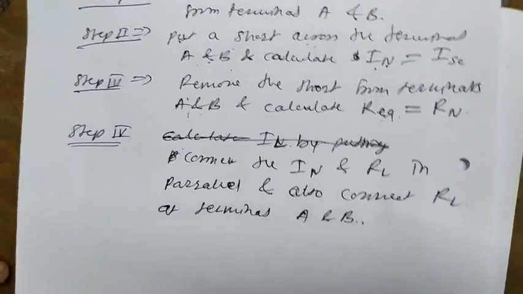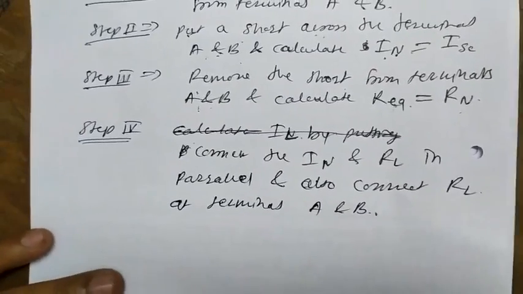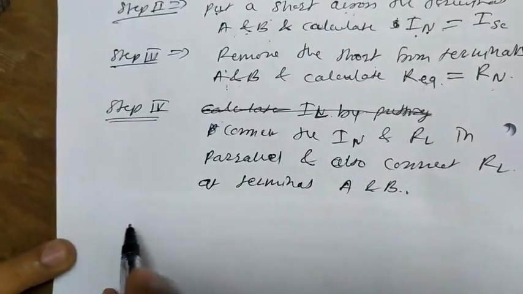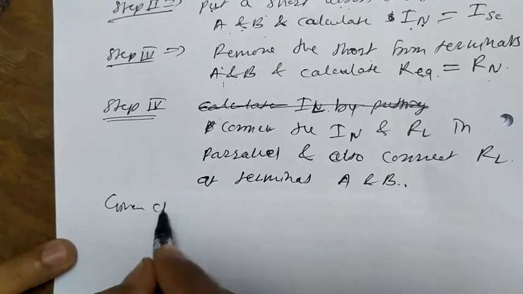For this, now consider any circuit. How to Nortonize this? How to Nortonize the circuit? For this, let's consider we have a circuit like this. We have a given circuit. This is the given circuit.